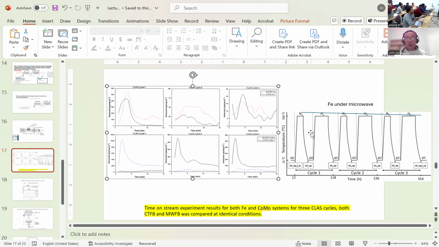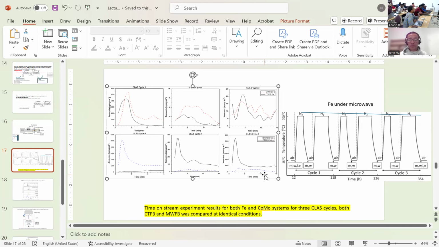Is that your question about the theory we discussed yesterday? And also now I show you two different materials, iron and cobalt moly. They behave differently under microwave. Yes. Answer your question? Yeah, I got your question.